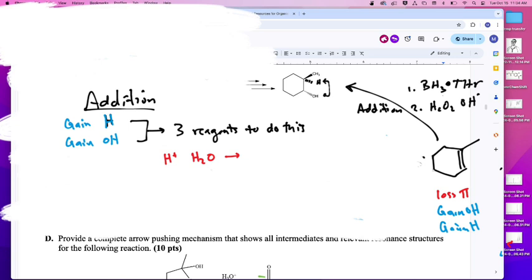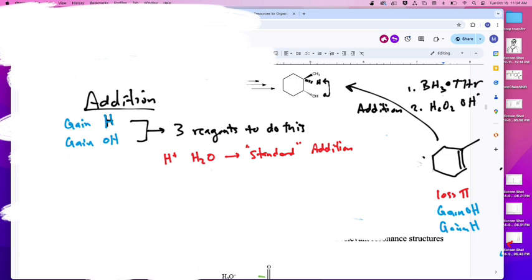But everything's going to add on opposite sides. True. This does a standard addition. Okay. Standard was defined by somebody. Who defined standard? Is that Markovnikov guy?